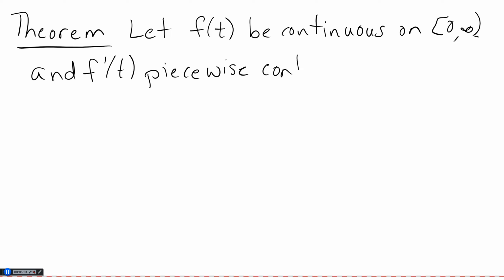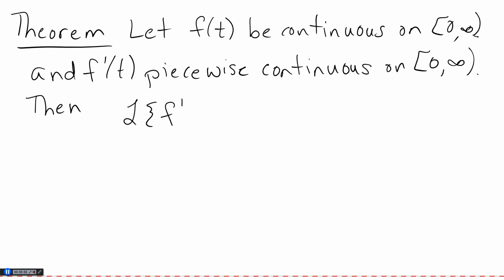We talked about piecewise functions earlier. So those don't have to be continuous, but they have to be continuous in pieces. So I can have jumps, but I have to have a finite number of breaks. So then, if f is continuous and f prime is piecewise continuous, I can find the Laplace of the derivative. And the Laplace of the derivative of f is simply s times the Laplace of f, minus my function at 0, or f of 0. So notice I would have to have an initial condition here.